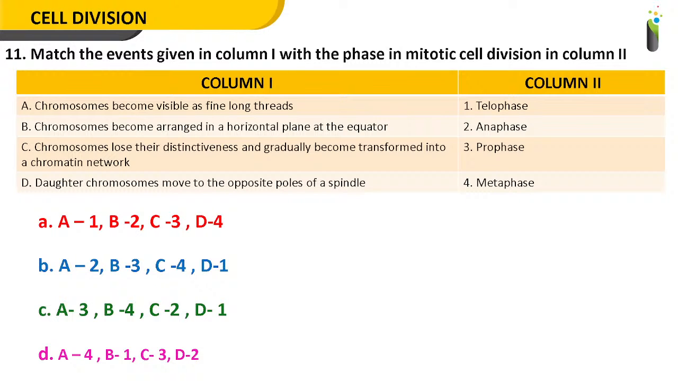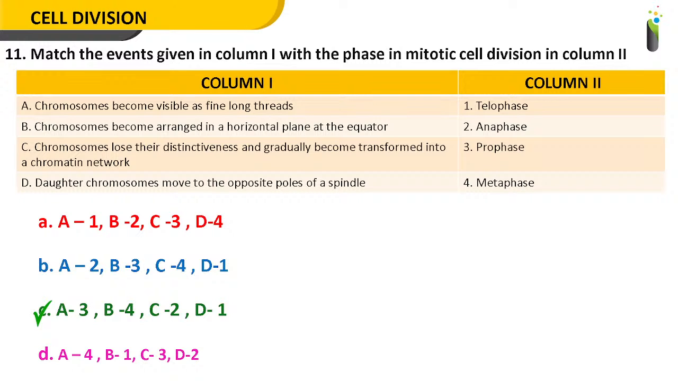Well, the answer for this question is C. See, chromosomes become visible as fine, long threads. They become visible in the prophase stage. So A has to be matched with 3. And then, of course, you get the right answer just when you're correct with 1. But never take a chance. At least, try to match 2 things in the column.